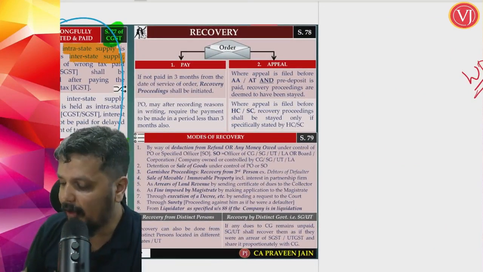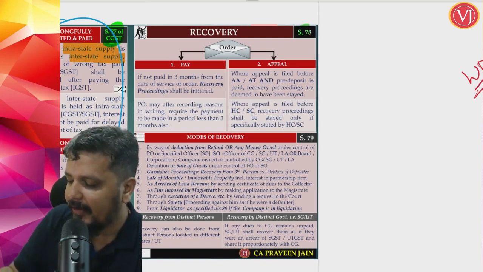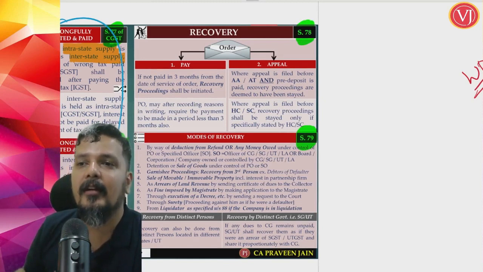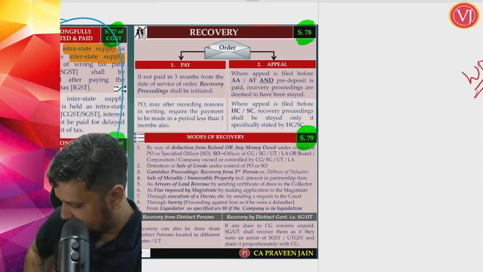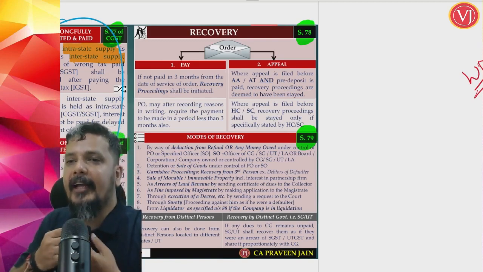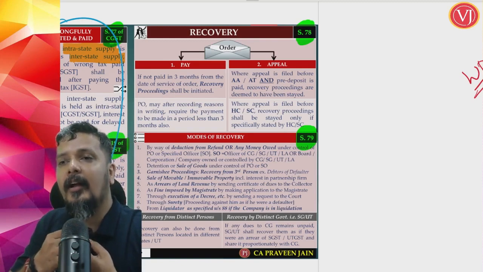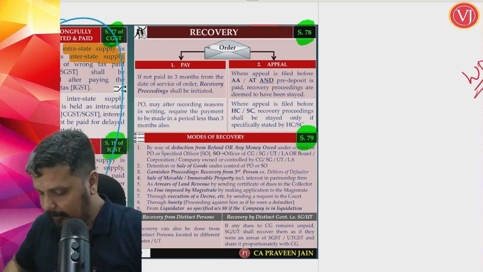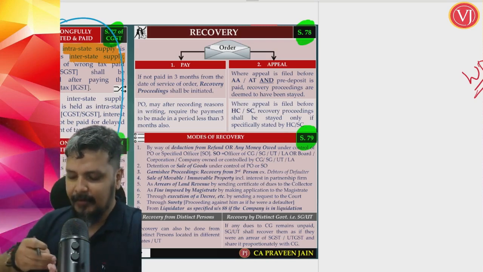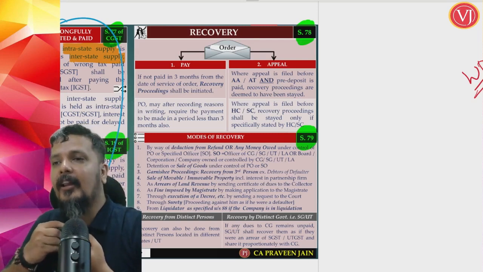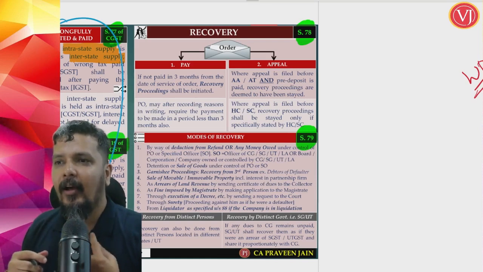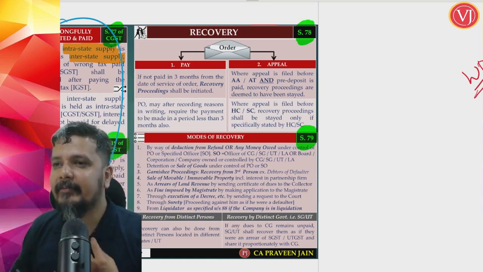Now talking about your recovery, section 77 and section 78 are the main provisions for your recovery. Now please understand that after you get a demand order, what are the options available with you? Either pay or go for appeals.